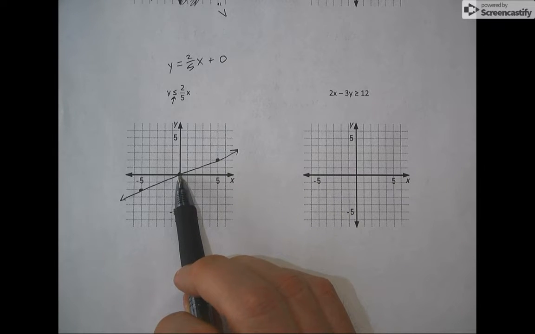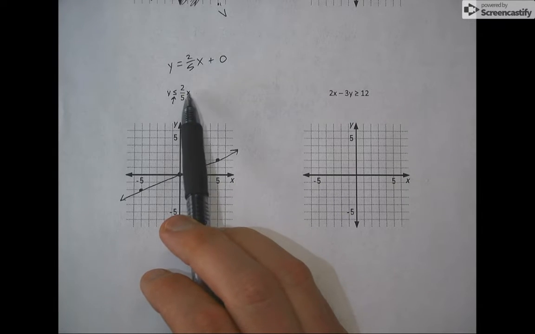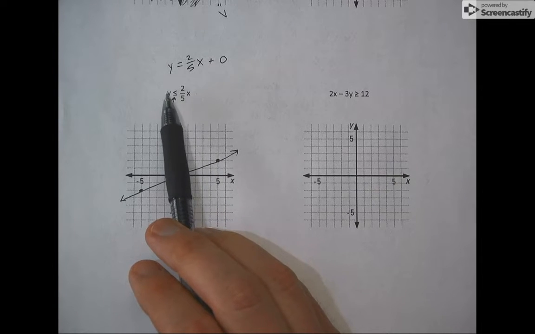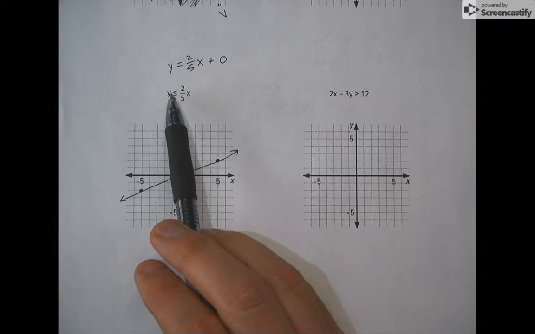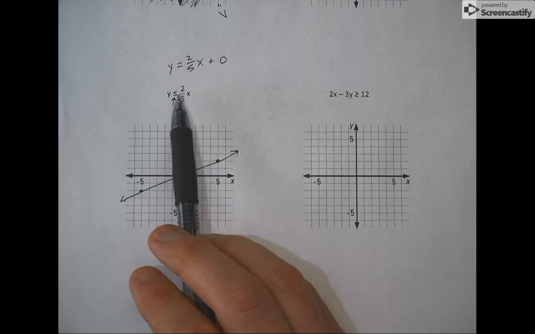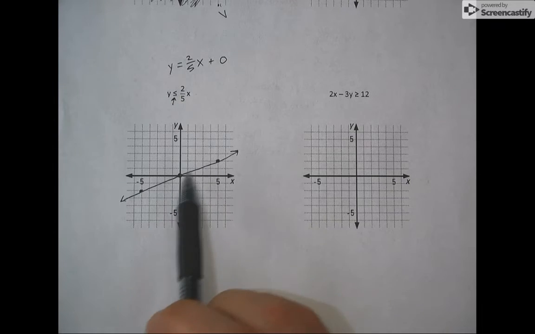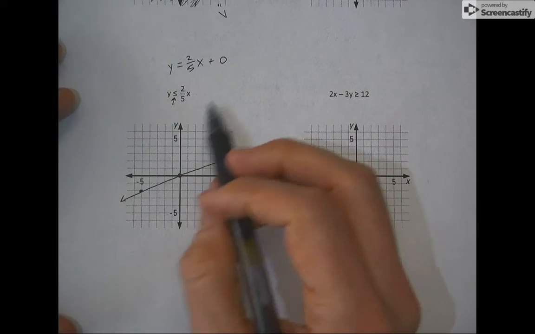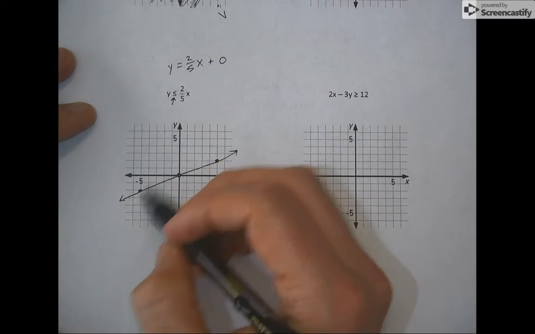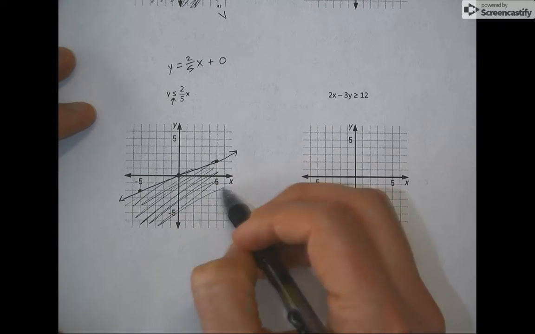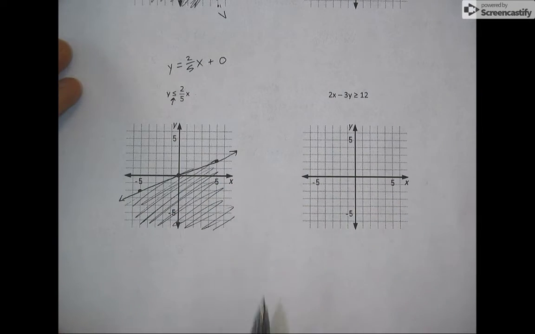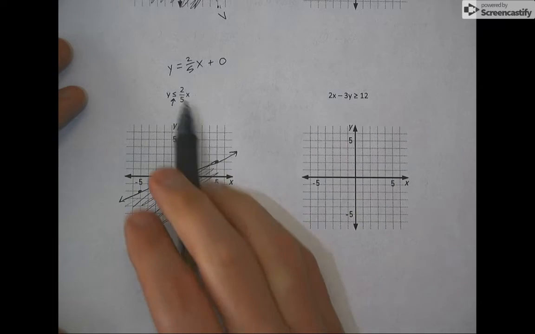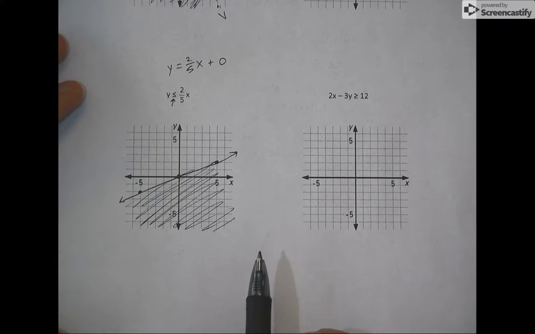Take 0, 0, for instance. Plug them in. 0 on this side, when you multiply, it gives you a 0. You already have a 0 on this side, so it says 0 is less than or equal to 0. So it's the equals to part that falls on this line. Now, it says y is less than, so all of the rest of the solution set is less than or underneath this line. So any point in this shaded region is going to work if you plug it in.